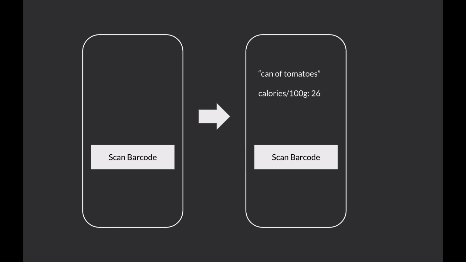With this in mind, let's sketch out the main view for our app. First, we need a button that starts the scanning process. Then, we need to display the data fetched for the barcode. Pretty simple stuff. Now we can go ahead and build this layout.